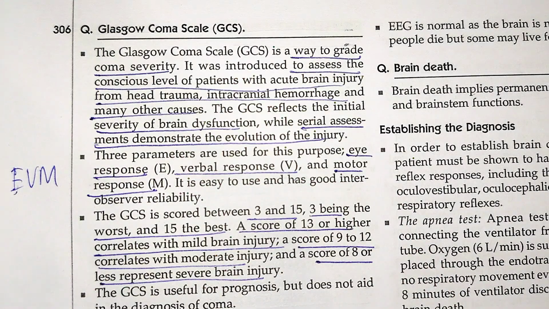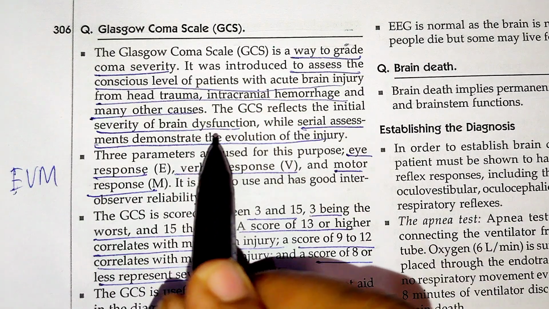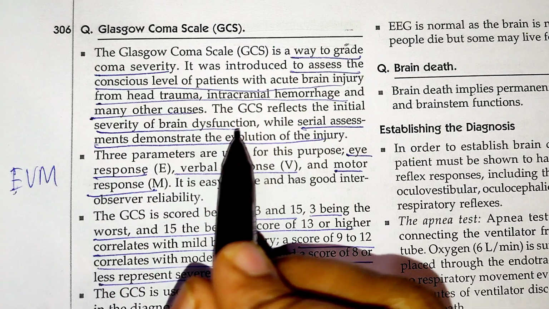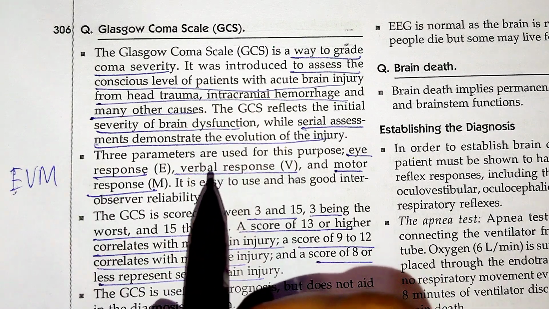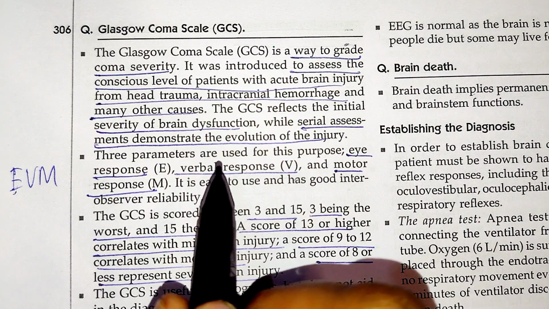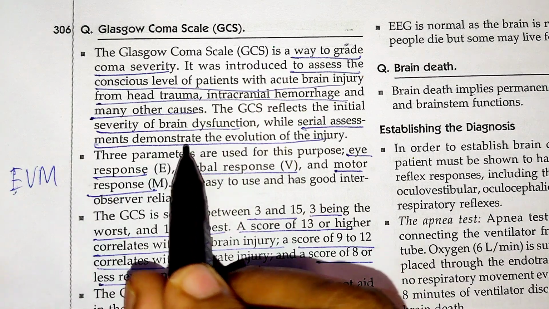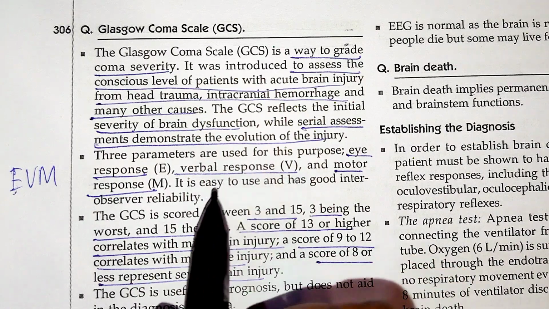In case of acute brain injury due to head trauma, intracranial hemorrhage, and many other causes, we'll use this Glasgow Coma Scale. Initially, it tells us about the severity of the brain dysfunction. Serial assessment of the Glasgow Coma Scale after the initial assessment demonstrates the evolution of the injury.